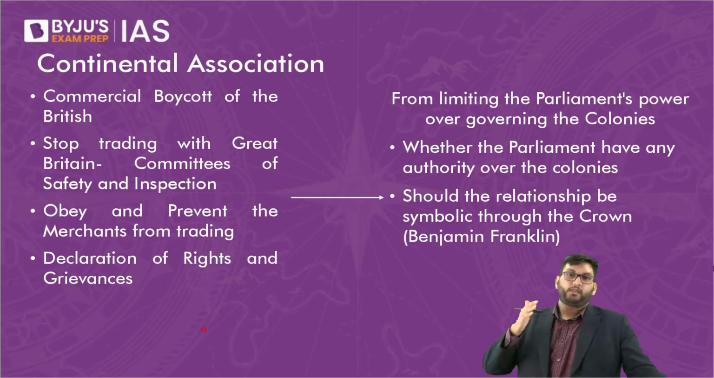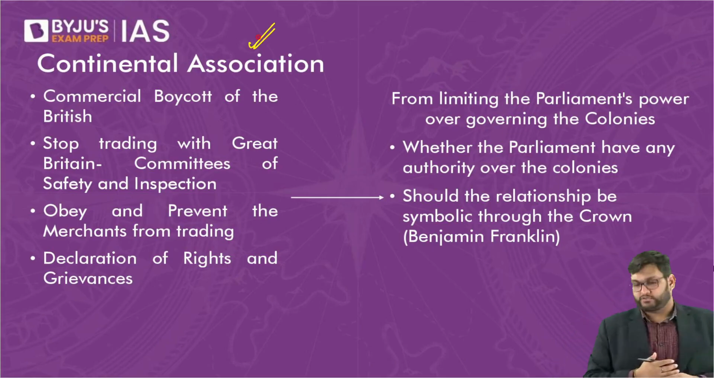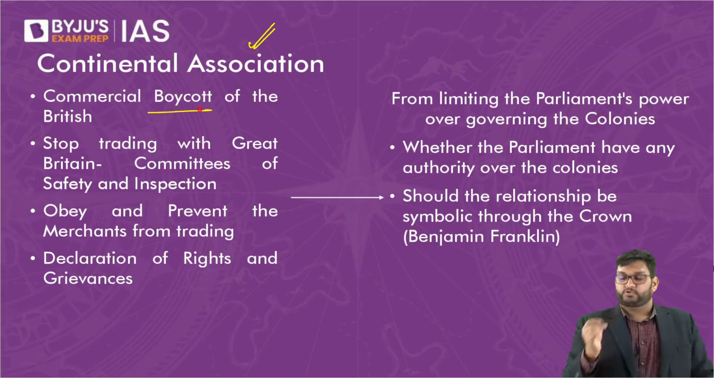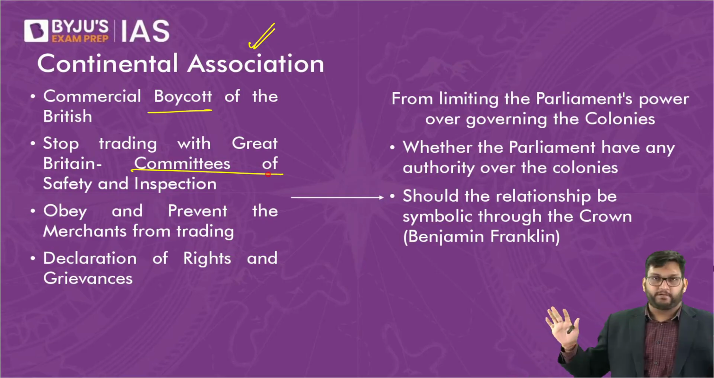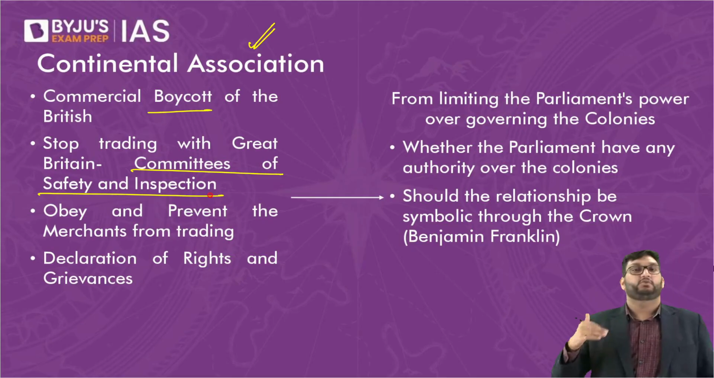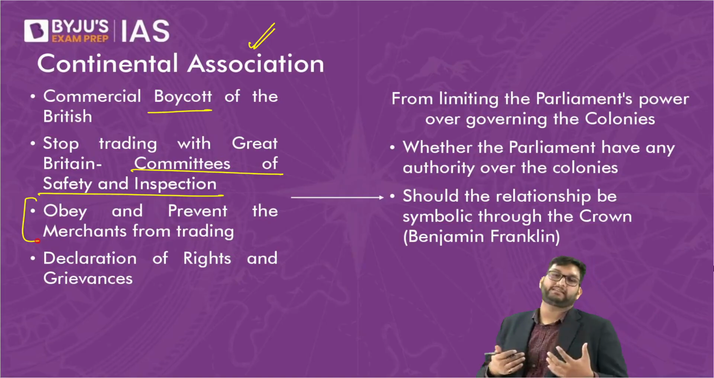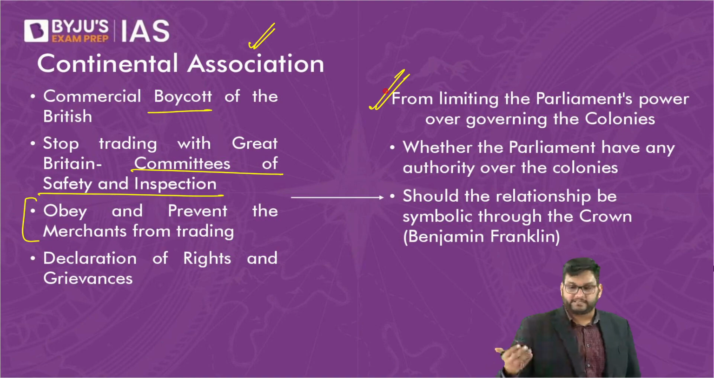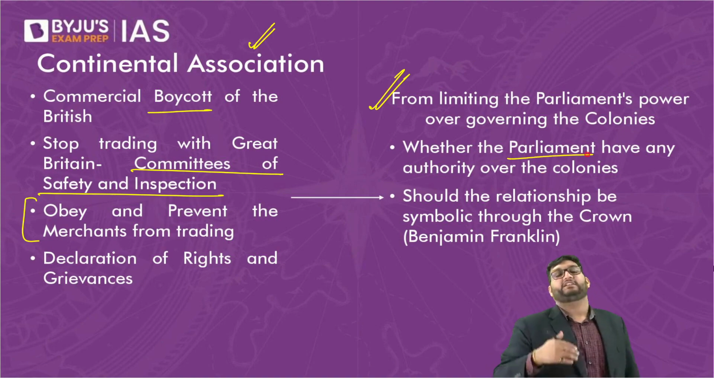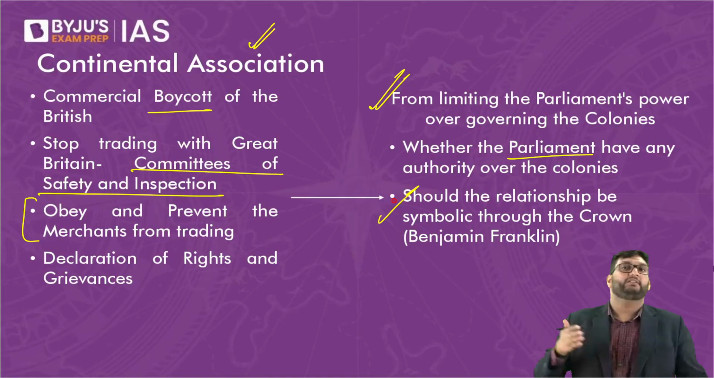Now the program which will be decided at the First Continental Congress is to form a continental association. It will boycott British goods. It will have a committee which will basically stop any form of trade with the British. They will check if all traders are doing that also. They will also have a declaration of rights and grievances, but the British will ignore it. There were multiple things being considered. First, whether the parliament actually has any authority over the colony itself. And if not, then what should be the relationship of America with Britain?